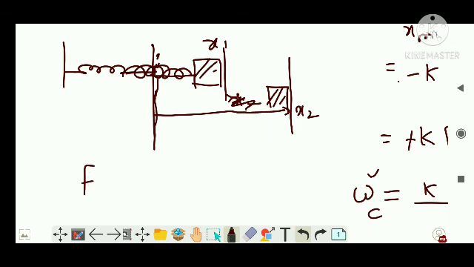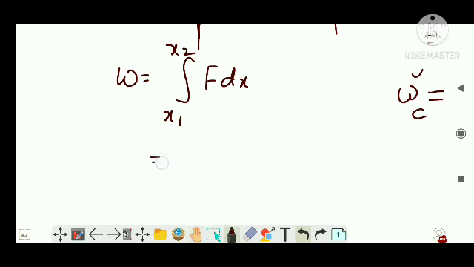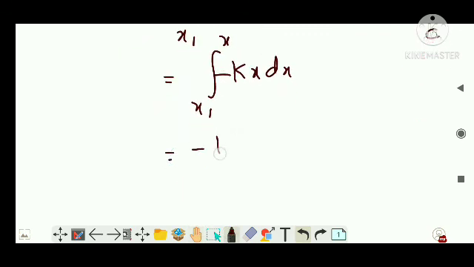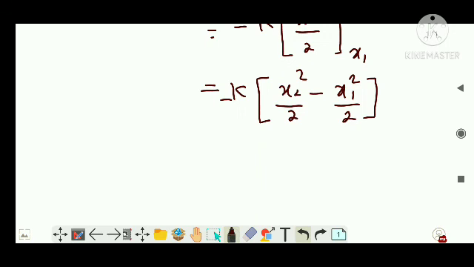The same equation you are going to use for work now. Write work is equal to the integral from the initial position x1 to x2 of F dx. In place of F you can write minus kx dx. The same integration can be done, so it will be minus k times x squared by 2, upper limit, lower limit. Now put in the upper limit and lower limit values: minus k times x2 squared by 2 minus x1 squared by 2. Or you can write the general formula for work done by a spring force as minus 1 by 2 k times x2 squared minus x1 squared.